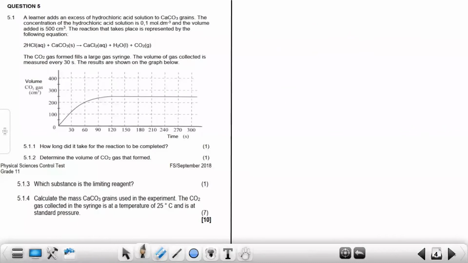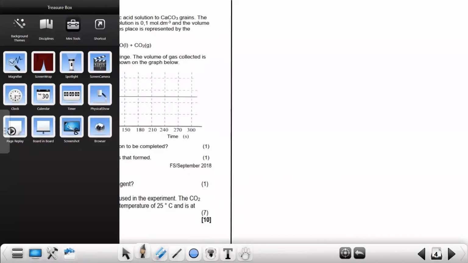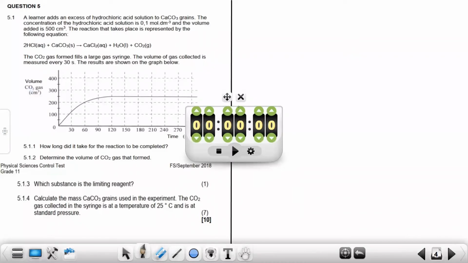So this one is 10 marks. It means I must give you something like 7 minutes to complete. So let me add a timer. Then we make it 7 minutes for you to be able to complete.